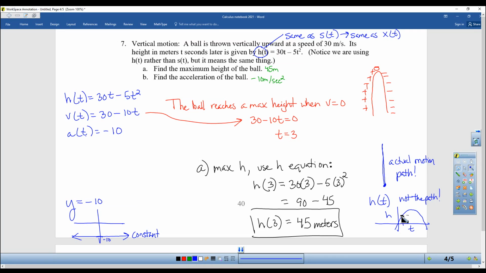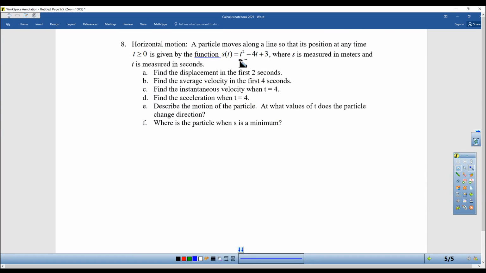So when time is 1, this is its height. When time is 2, this is its height. At time 3, this is its height. This is not the actual path. This is just its height at different times. So on this one, S of t is again a parabola. So we can quick graph it. S of t is equal to t squared minus 4t plus 3. I can make the graph by setting it equal to 0 and factoring. So I can find the intercepts. T is equal to 3 and 1, 1 and 3.